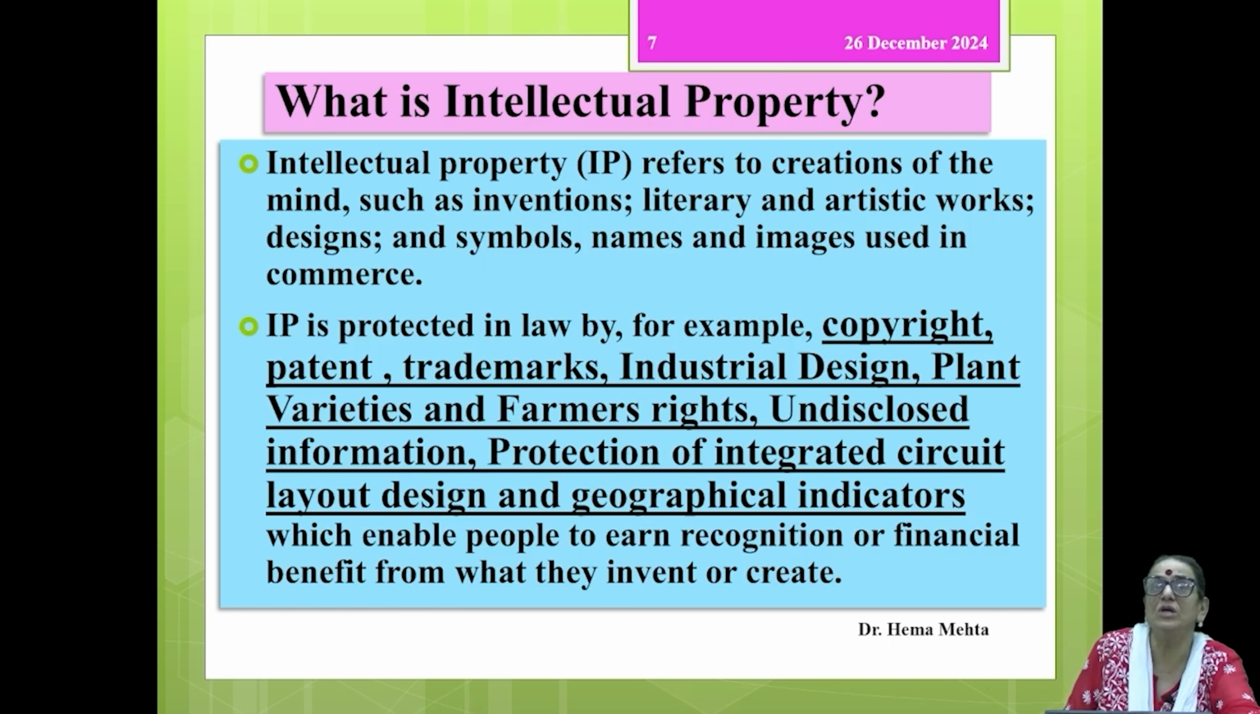So today when we are talking about intellectual property rights, it is being protected by law. We have copyright, patent, trademarks, industrial design, plant varieties and farmers' rights, undisclosed information, protection of integrated circuit layout design, and geographical indicators. All these types of intellectual property rights enable the creator to earn recognition or to get financial benefit from whatever they have invented.